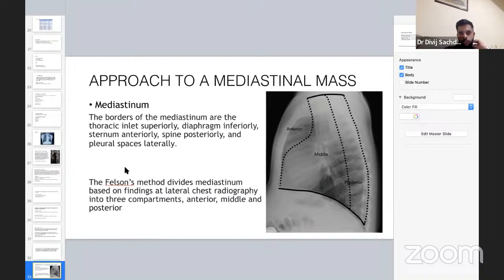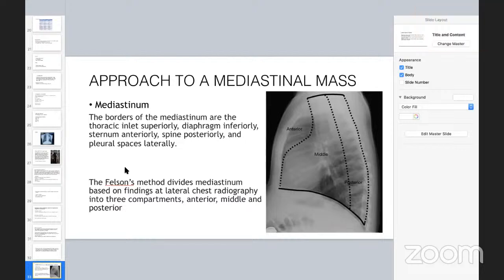And so, Nimisha, just to summarize it all, how do you want to summarize the approach to a mediastinal mass, because we've discussed most of it. So for everyone, we would now like to discuss a couple of slides on how we approach a mediastinal mass. Anatomically speaking, the mediastinum has the thoracic inlet superiorly, the diaphragm inferiorly, the sternum anteriorly, the spine posteriorly, and the pleural spaces laterally.